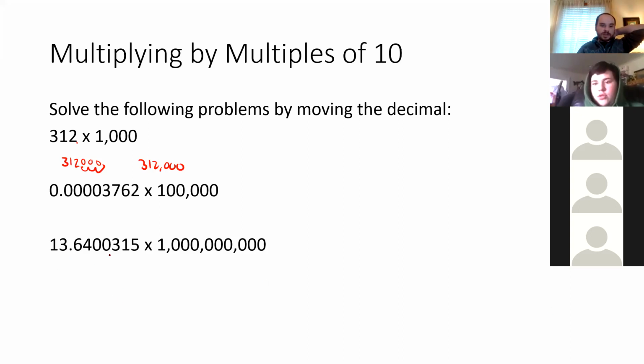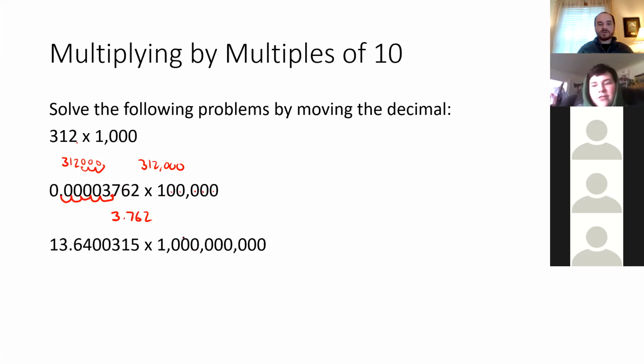So these numbers are really disgusting, right? Like 13.6400315 times 1 billion. Those are not numbers that normally you'd want to do without a calculator, right? But they're actually really easy to do by moving the decimal. So with this one, we're going to move it the number of zeros to the right. So we have 1, 2, 3, 4, 5 decimal places to the right. Take our decimal, 1, 2, 3, 4, 5 places to the right. And what you get is 3.762. Yep, that's what I meant. So this one we get 3.762.